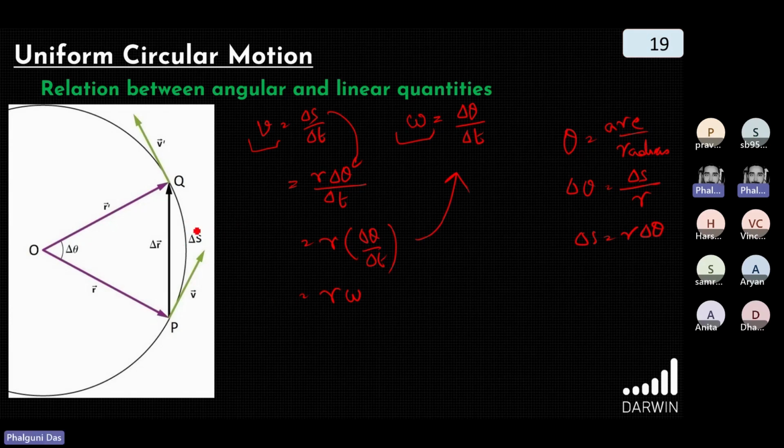So that is the relation of linear speed and angular speed in uniform circular motion, or more generally in circular motion: linear speed is equal to radius into angular speed, or we can again write it as angular speed is equal to linear speed by radius. Both are applicable. This is the relation between them.